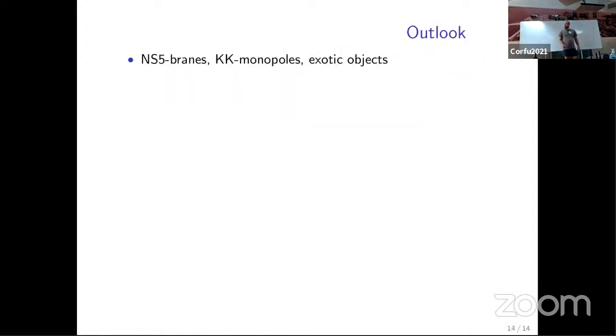So this brings me to the end. I will give some outlooks. What I haven't done so far is compare the NS5 brane solutions and the KK monopole solutions to the known actions and the Hamiltonian formulations. But in general, with this postulate, one now can also get some insights into what a world volume formulation of exotic solutions in exceptional generalized geometry could be.